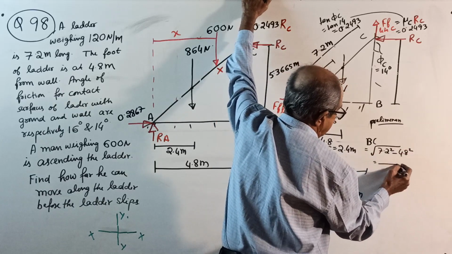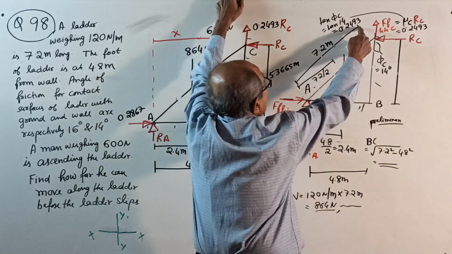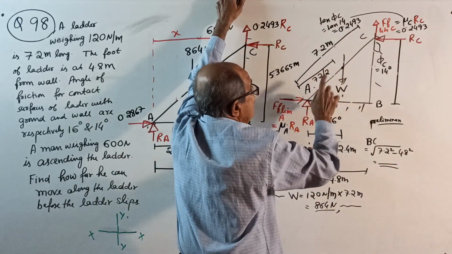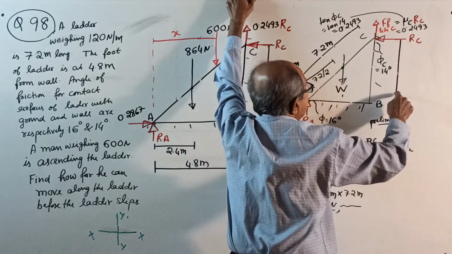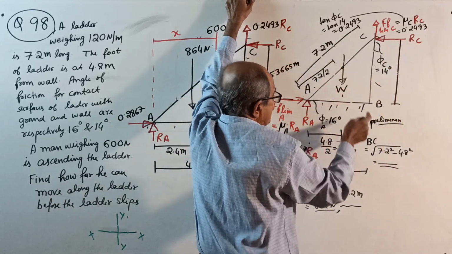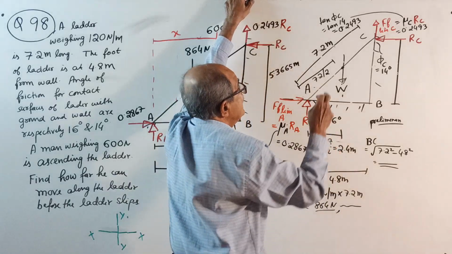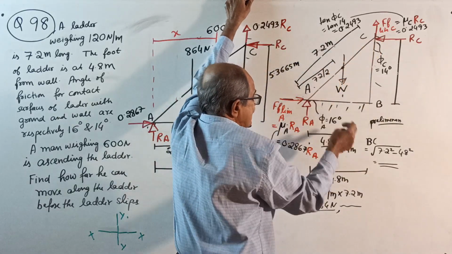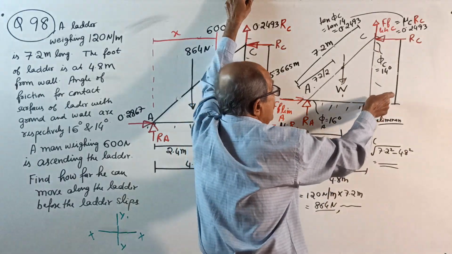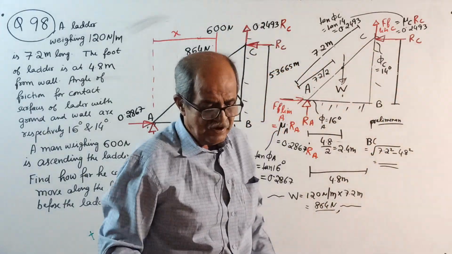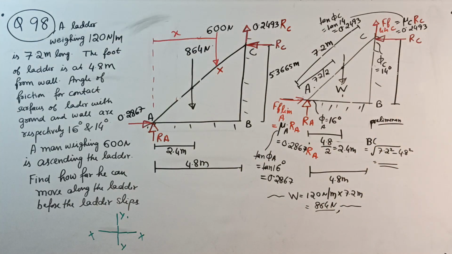See, suppose they give the length of the ladder and the angle, then you know it. This is 7.2 sin theta. This is 7.2 cos theta. But this time, they told the inclined length and the base length. So you calculate the height this way. Calculate. I have not calculated. That will come.